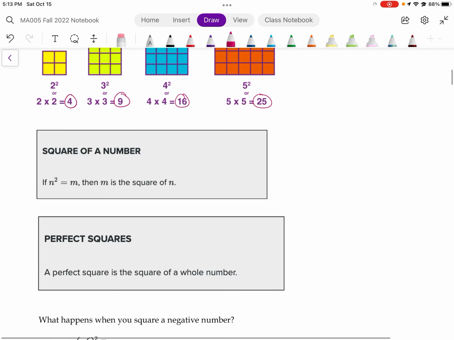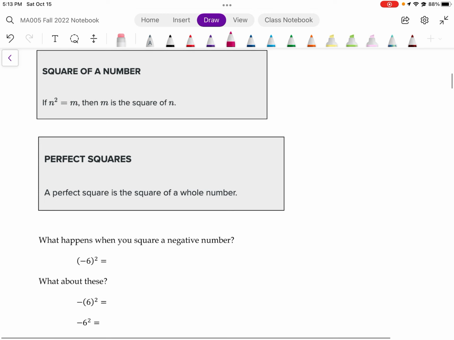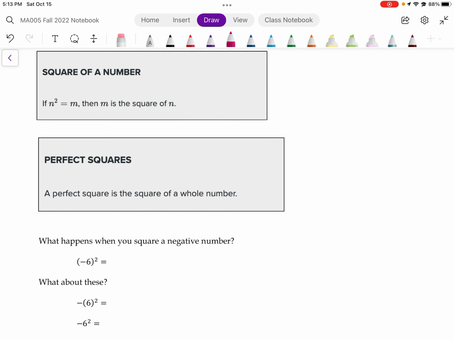All right, so what happens if you square a negative number? So let's talk about these. Negative 6 squared means negative 6 times negative 6. So it's always going to become positive.